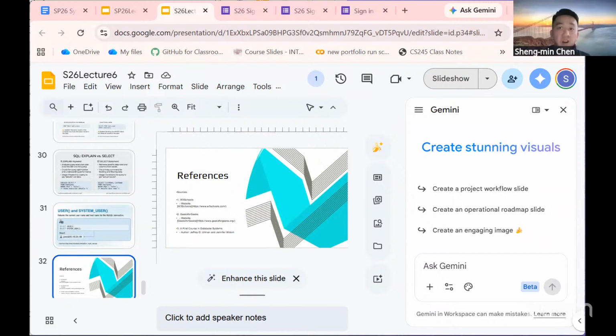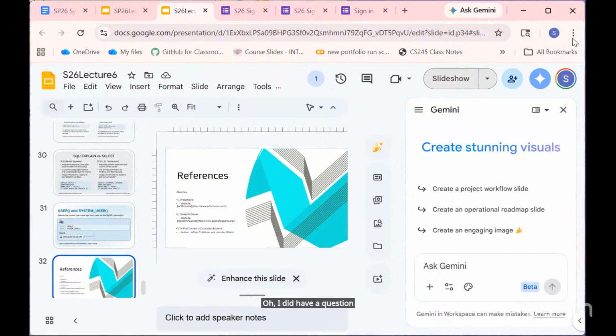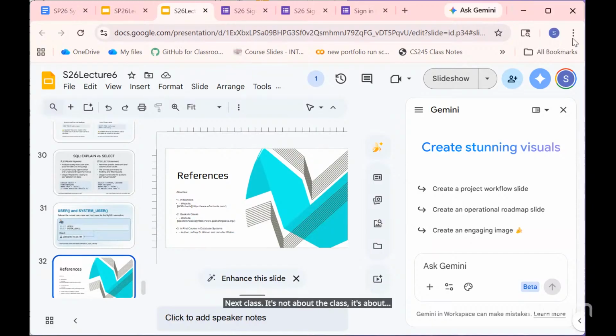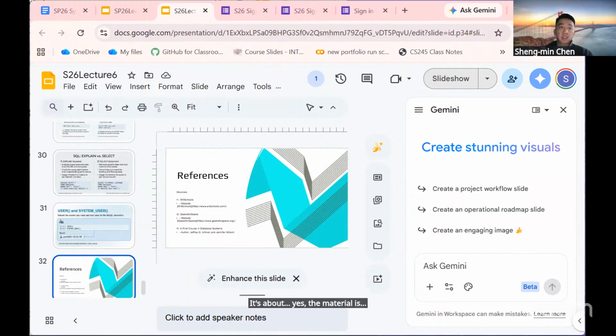Yes, is there a question? I did have a question. What is the cutoff, like the last class of material that will be tested on for the exam? Next class? Okay. It's not about the class, it's about the material. Yes, the material is the next deck, which is lecture seven.